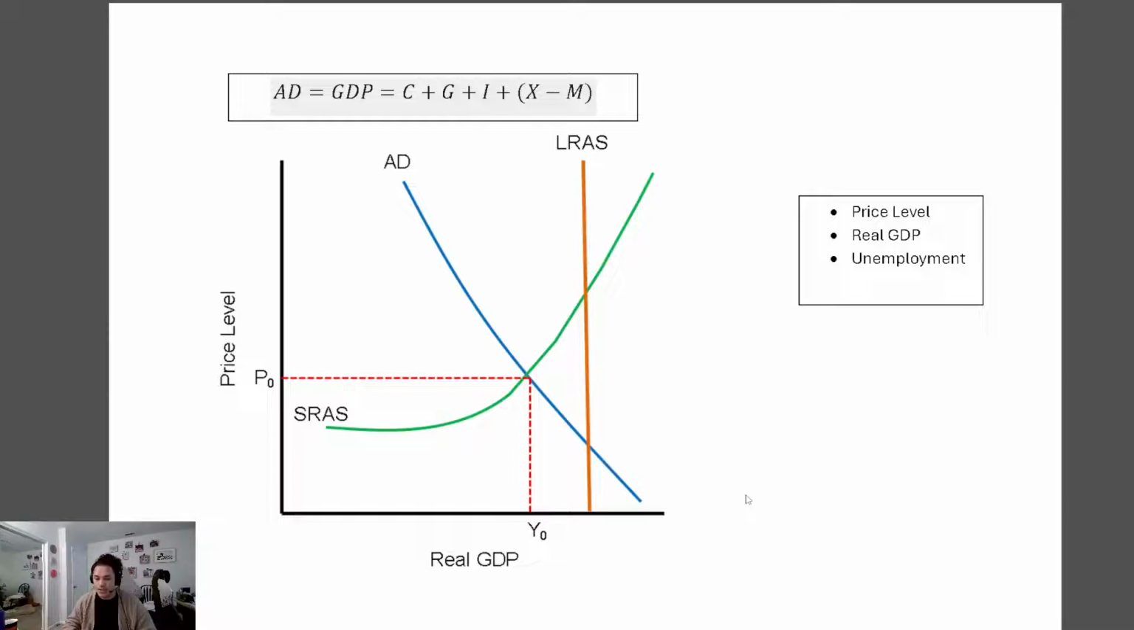our three major indicators. So, right here, we can see that we have our aggregate demand, aggregate supply model. We have our starting equilibrium point, and then we have our long run aggregate supply measuring our full employment or our potential GDP. Now, if we influence our aggregate demand, meaning we influence one of these variables.